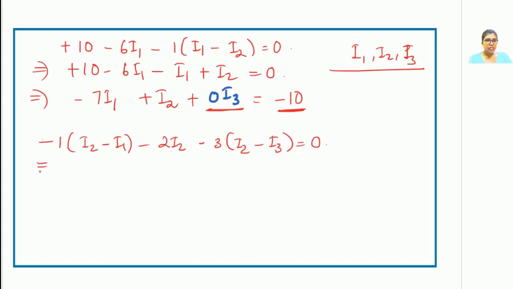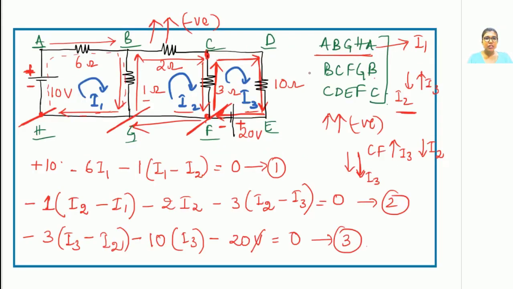Now coming to the second equation. Simplify all these terms. The final equation will come out to be equal to 0. Why did this come out to be 0? We'll go to the previous slide to have a look. Look at the second loop, that is B, C, F, G, B. Are there any voltage sources present for this particular mesh? None. So whenever you write the KVL equations, there are no constant terms. You'll only get terms with the unknown variables. Look at the first mesh, A, B, G, H, A. Are there any voltage terms present? Yes, so you will have a constant term. Look at the last mesh, C, D, E, F, C. Are there any voltage sources present? Yes, 20 volts. So definitely you will have a constant term present.